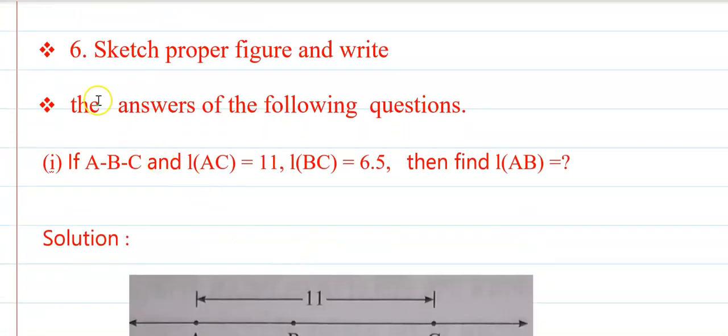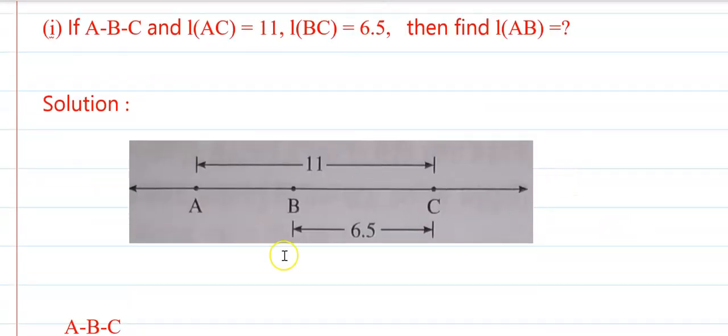Now next, sketch the proper figure and write the answer of the following questions. If A-B-C, the length AC is equal to 11 and length BC is equal to 6.5. Then find AB. If B is in between A and C, length AC is equal to 11, length BC is equal to 6.5. Then find AB. Now see this figure.